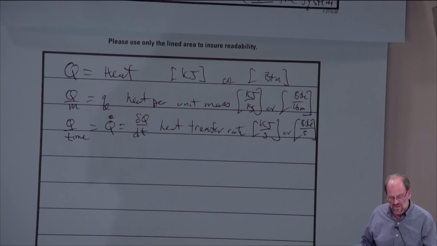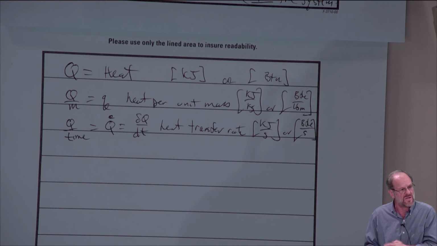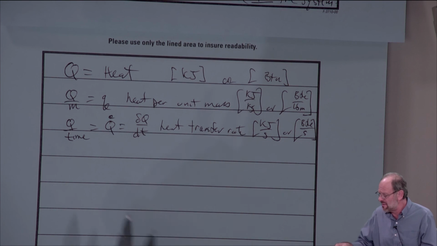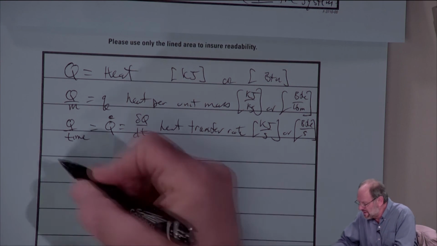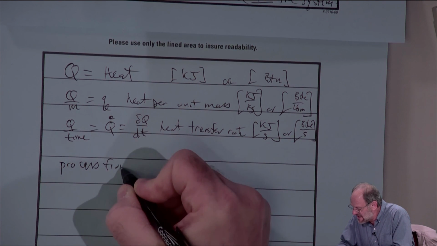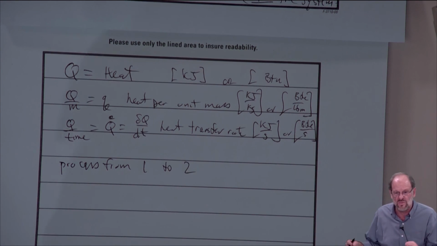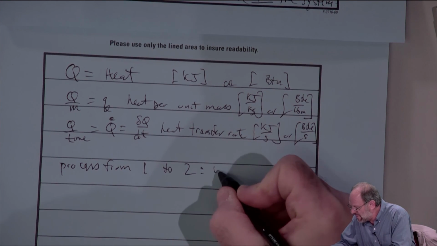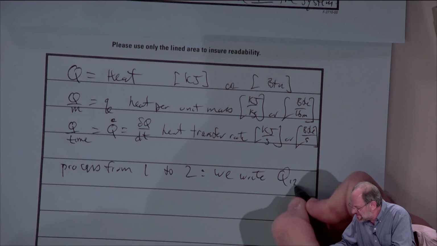So we have to be really careful when we're solving problems. Are we looking at a total amount of heat transfer? Are we looking at a rate of heat transfer? Are we looking at the heat that's transferred per unit mass of material? And we've got different notation for each of those possibilities. Another thing we have to realize is that if we undergo a process, and let's say this is a process from 1 to 2, whatever 1 and 2 represent, then what we do is we write subscripts.